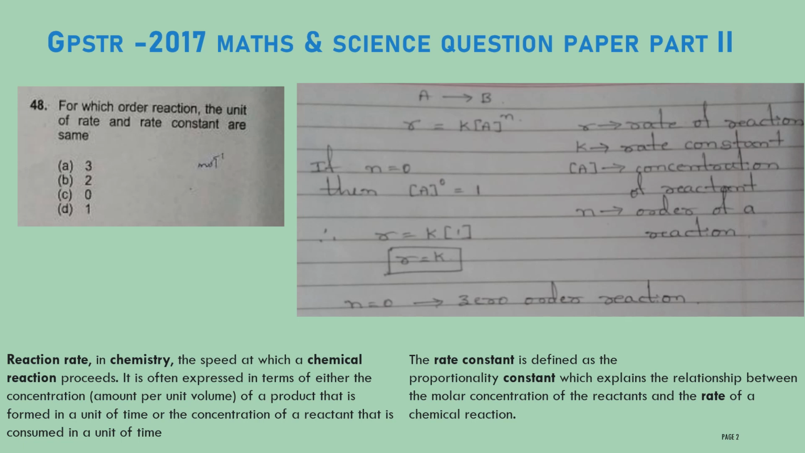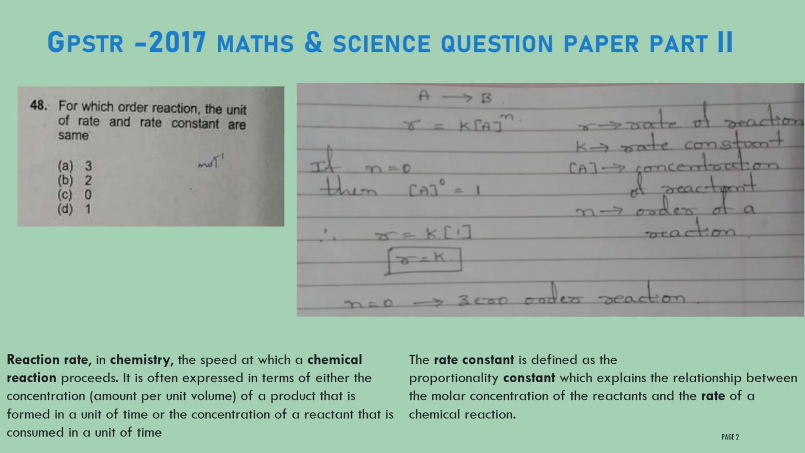Then how do we express the unit of rate of a reaction? It is often expressed in terms of concentration. Concentration is nothing but amount per unit volume. Concentration of a product that is formed in a unit of time, otherwise concentration of a reactant that is consumed in a unit of time. To indicate the units, we consider either the concentration of a product or the concentration of a reactant consumed per unit of time.